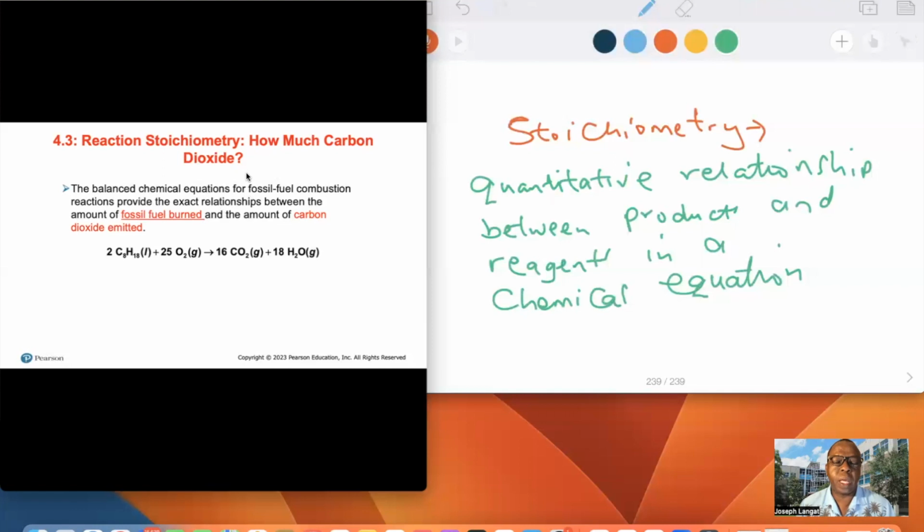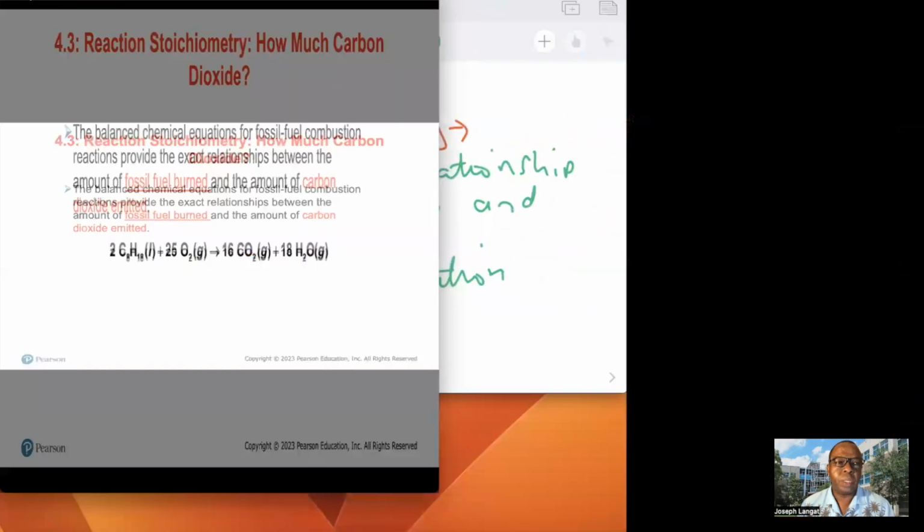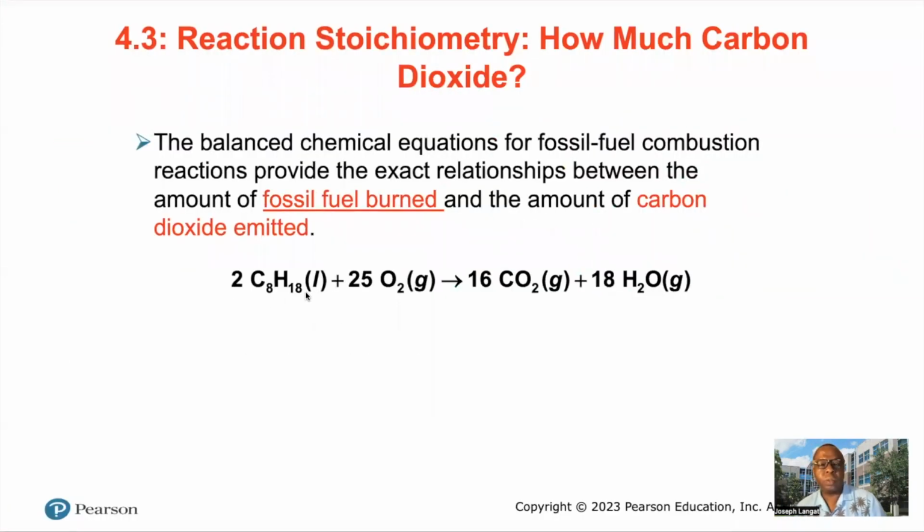How much carbon dioxide? How do we quantify the amount of carbon dioxide given off when a certain amount of fossil fuel is burned? This is octane. We are all familiar with octane, the gasoline. Using this equation, which is balanced, this is a balanced equation for the combustion of fossil fuel, octane, with oxygen.